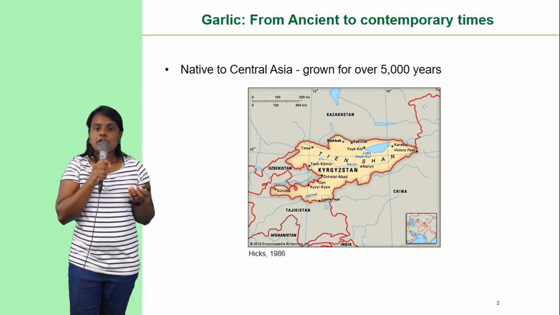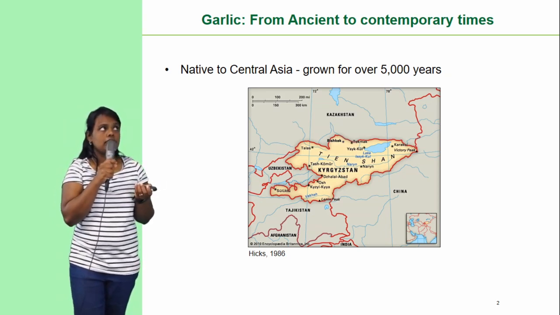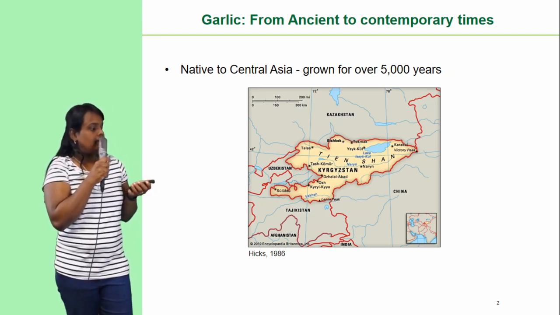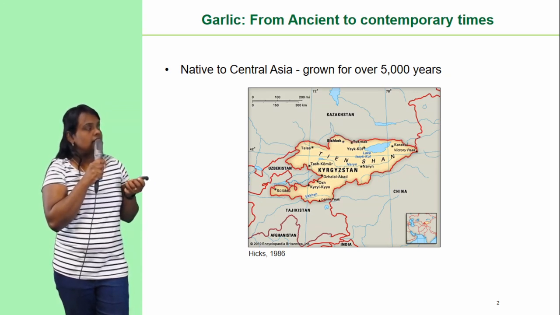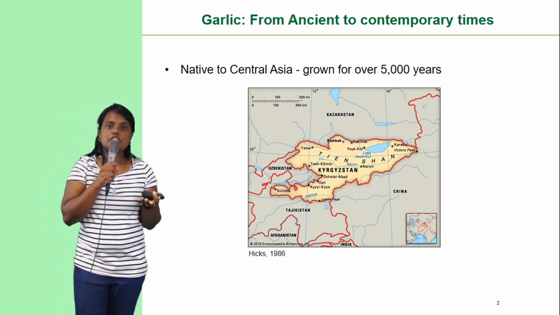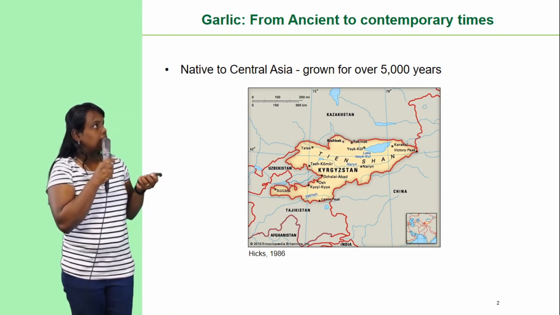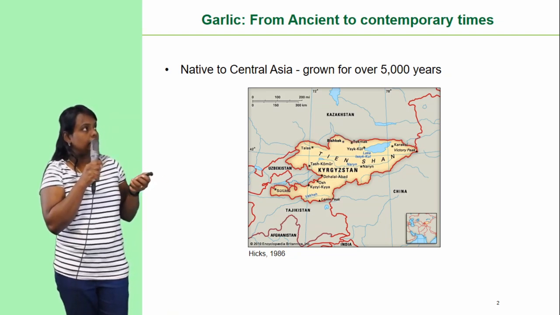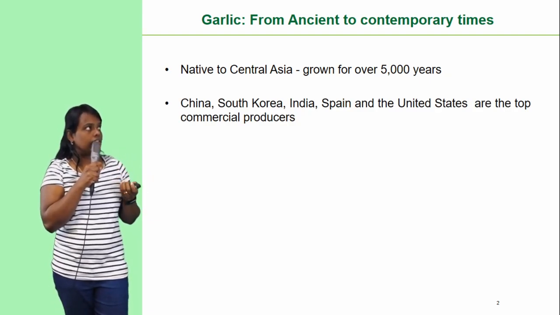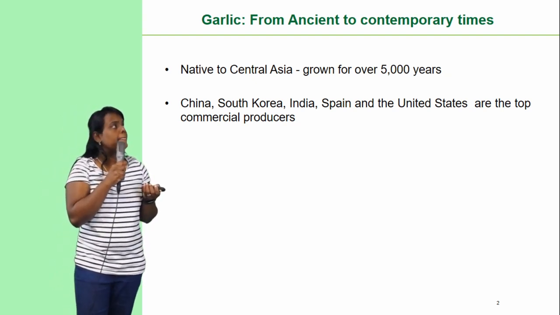Garlic is an annual herbaceous plant. It is native to Central Asia, and has been grown for over 5,000 years. It was first domesticated in the central mountainous region of Kyrgyzstan and Kazakhstan. Very recent research pinpoints that the likely center of origin of garlic is near the Tian Shan mountains. The top commercial producers of garlic are China, South Korea, India, Spain, and the United States.